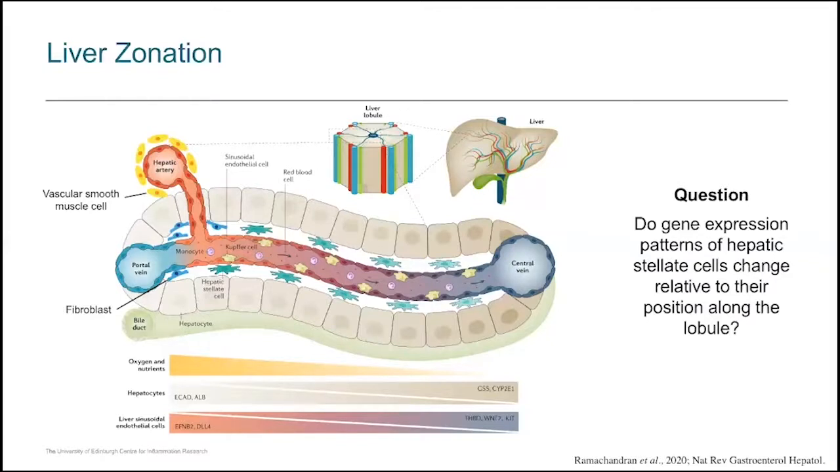It's worth mentioning that there are other mesenchymal cells in the liver. Fibroblasts reside in the portal niche, providing structural support to the vasculature of the hepatic artery, the portal vein, and the bile duct, and have been shown to contribute to scarring in certain etiologies of liver disease. And vascular smooth muscle cells, or VSMCs, surround larger vessels, such as the hepatic artery.